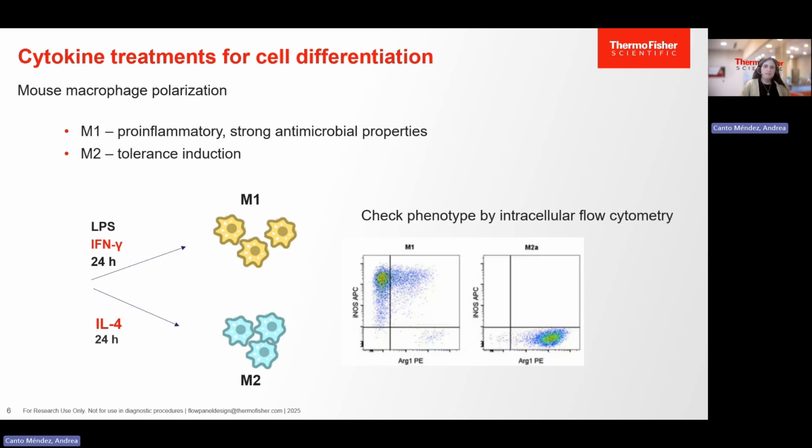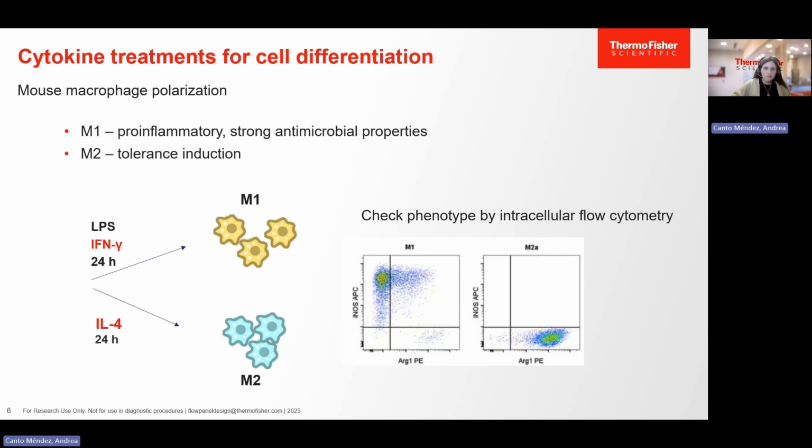So roughly, we can classify macrophages into two main phenotypes, which are M1 and M2. M1 macrophages are those which have the pro-inflammatory properties and strong antimicrobial properties, so those that we can classify as the fighting macrophages, whereas the M2 macrophages are those that are involved in tolerance induction. So if we take mouse macrophages, we can polarize them towards the M1 or M2 phenotypes.